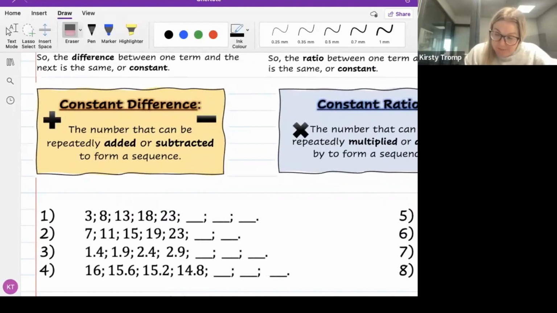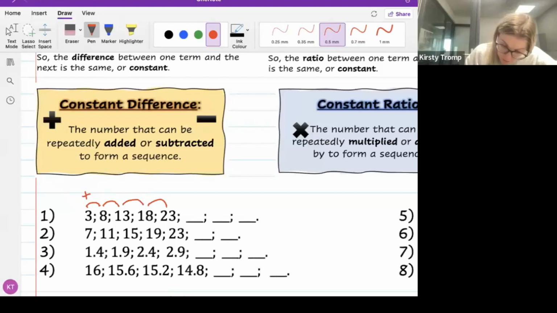I have 3, 8, 12, 18, 23. So my numbers are getting bigger each time. If they're getting bigger each time, it must mean that I am adding. All right. What's the difference between 3 and 8? Well, we can say 8 minus 3 will give me 5. Now we check to see, is it a constant difference or is it a constant ratio?